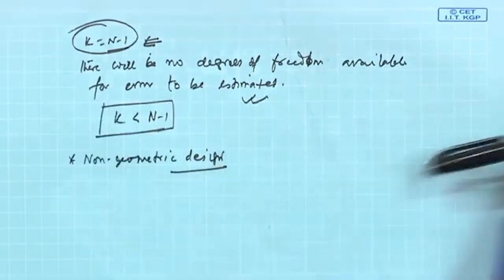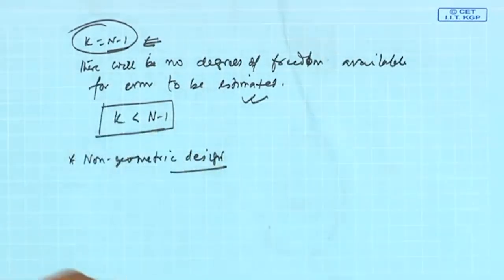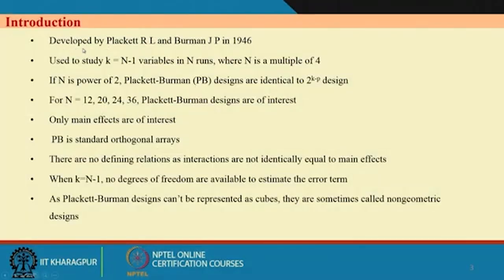So, with this, let me read out from the slide. It was developed by Plackett and Burman in 1946, used to study k equal to n minus 1 variables in n runs, where n is a multiple of 4. If n is a power of 2, Plackett-Burman designs are identical to 2 to the power k minus p designs. For n equal to 12, 20, 24, 36, PB designs are of interest.